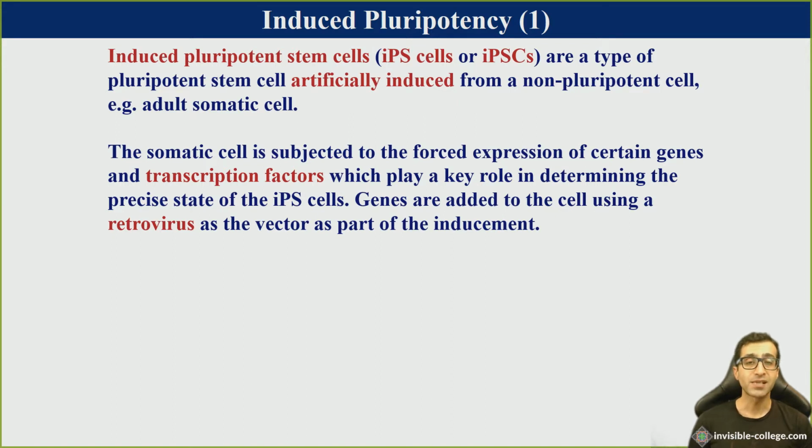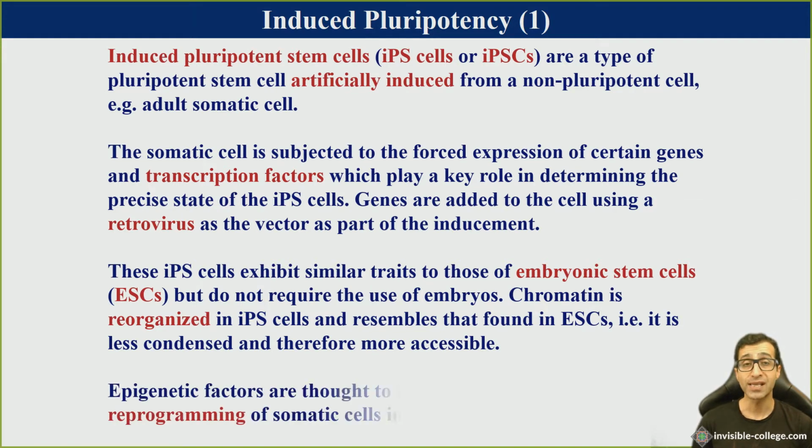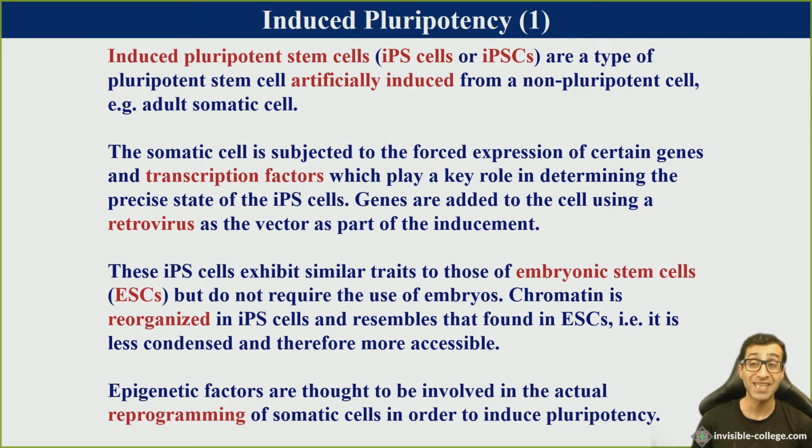So these iPS cells actually exhibit rather similar traits to those of the embryonic stem cells, but they don't require the use of embryos. So chromatin is reorganized in an iPS cell and resembles what we find in an ESC. So it's less condensed and it's therefore more accessible to genetic engineering. So epigenetic factors are thought to be involved in the actual reprogramming of somatic cells in order to induce pluripotency. And again, we'll talk about epigenetics later on in this webinar.